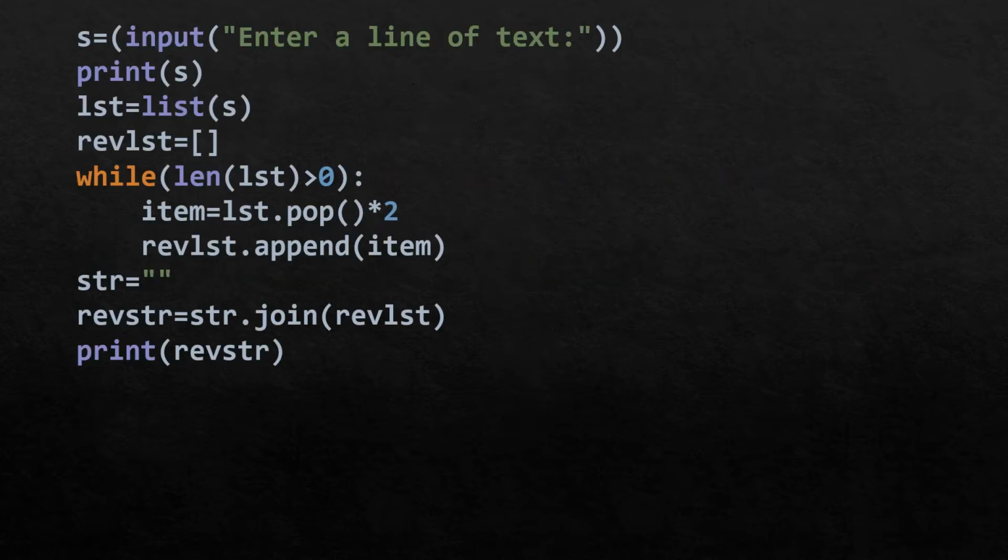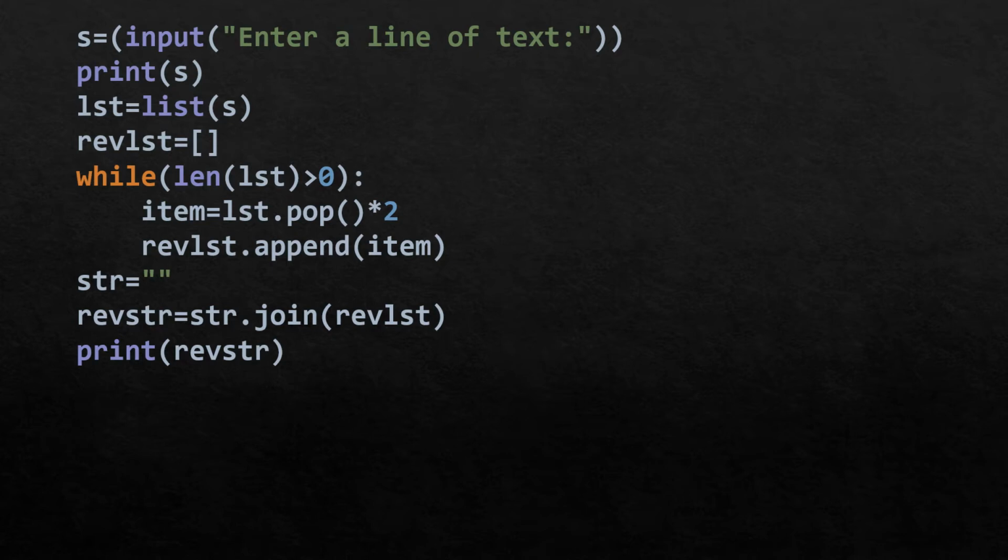Now the program goes like this. We have taken a variable S which will store the line of text entered by the user. Then we can print the text to see what is entered by the user. Then we have converted the string into a list and stored it in a variable called lst. Another list variable is created here, revlst, which is initially blank and will store the reverse of the list.